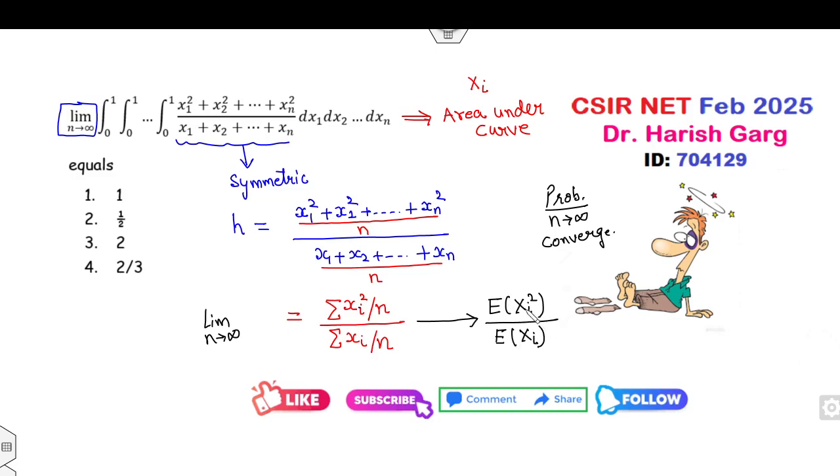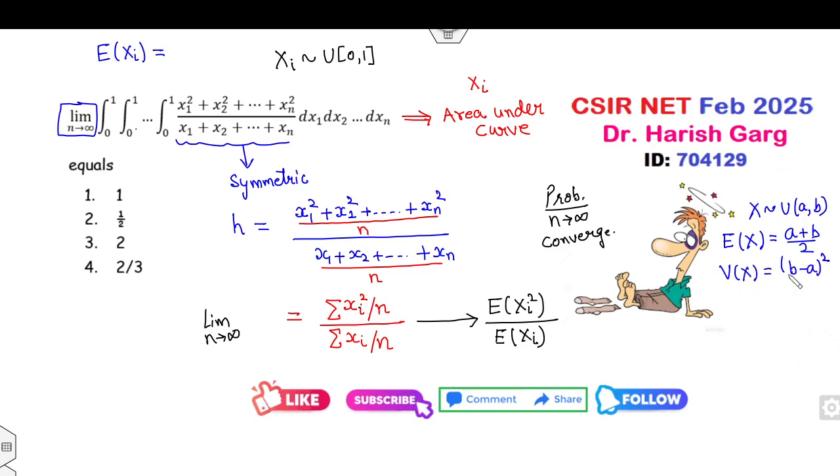Now your target is to find the expected value, the mean. So what is xi? Xi follows 0 to 1, that is a uniform distribution (0, 1). Once xi follows the uniform distribution, what is the mean of xi? The shortcut trick: if x follows the uniform distribution (a, b), then the mean of x is (a + b)/2 and the variance of x is (b - a)^2/12. So you can see the mean is half and the variance is 1 over 12.